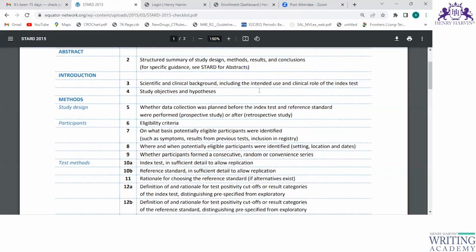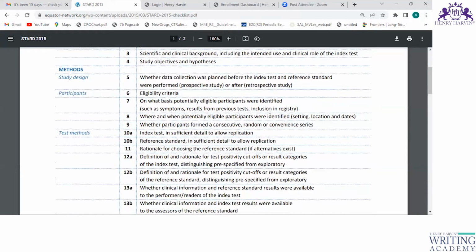The next is the introduction. In the introduction, you have to give the clinical background, the intended use, and the clinical role of the index test, and also the study objective and hypothesis. So the introduction is written in the same way as it is written for other studies. Then you have to write the method.